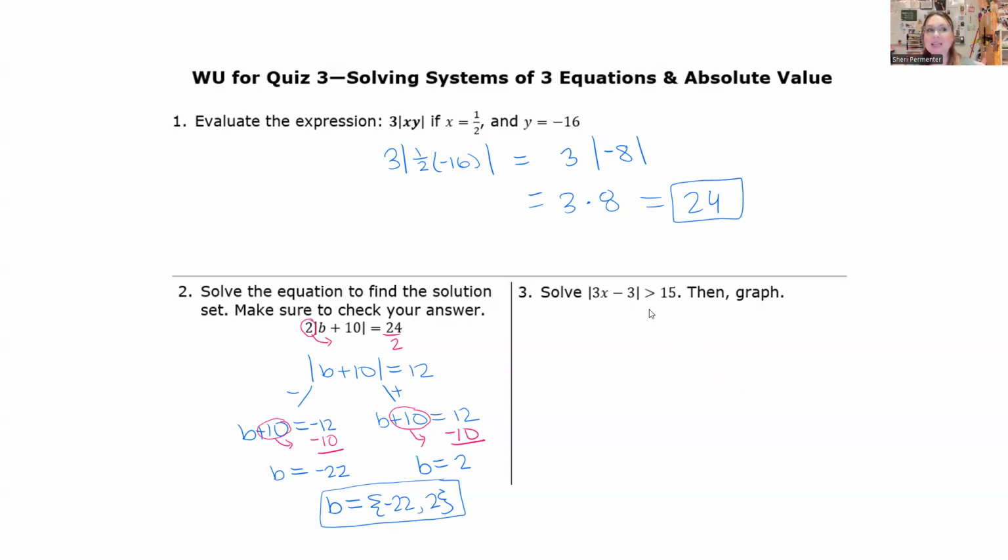The next question is absolute value. So is this an and or an or symbol?